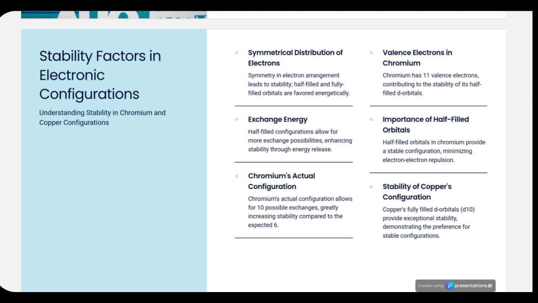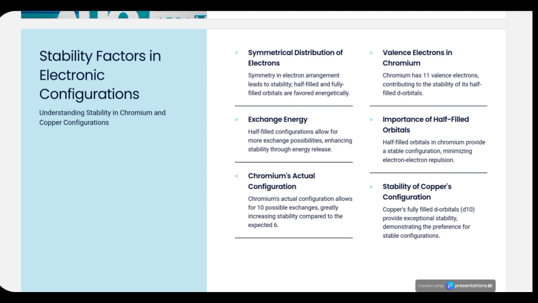Chromium half-filled configuration. Chromium's actual configuration allows 10 exchange ways compared to only 6 in the expected configuration, because we are simply changing this configuration. The basic concept of this entire discussion is that their configuration is variable. Why? Because they are simply lying on partially or fully filled orbitals.